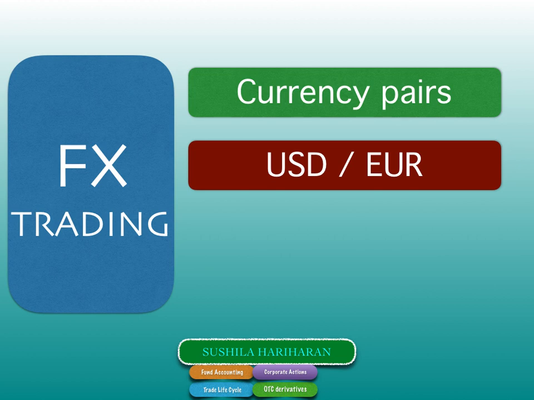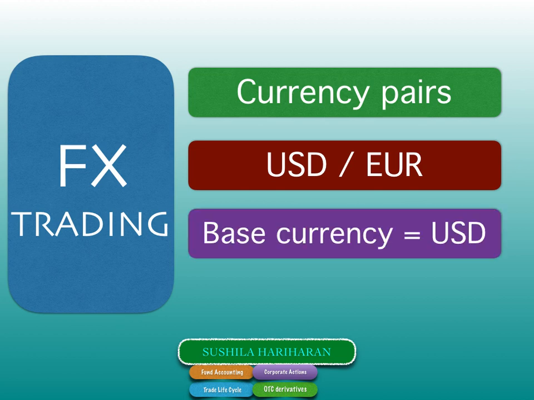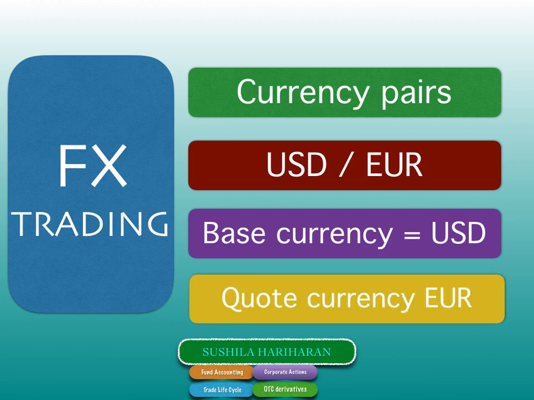So if the quotation looks something like this, USD slash EUR, it typically means that USD is the base currency. What do we mean by base currency? Any currency that is quoted against this base will be per $1. So over here the base currency is USD and the quote currency is EUR. The quote currency is also called the reference currency, or the currency that is changing.